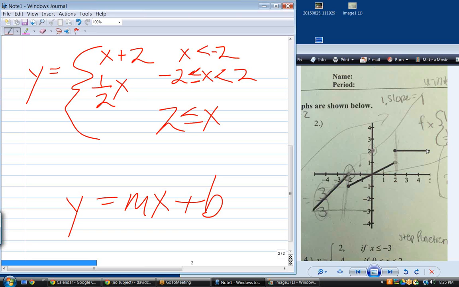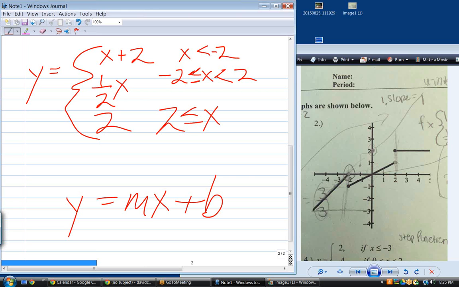Zero. What is y equal to right here? Y is equal to 2. All the way. No matter how far I take that line to the right, y is still 2. And there's your three equations.